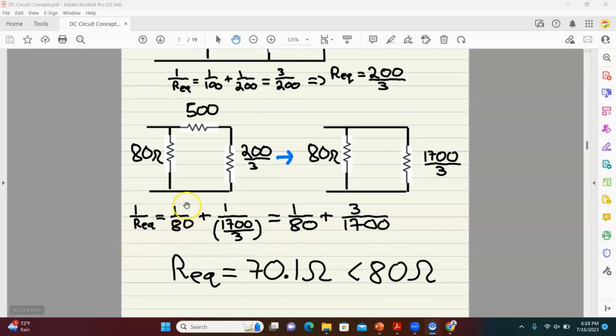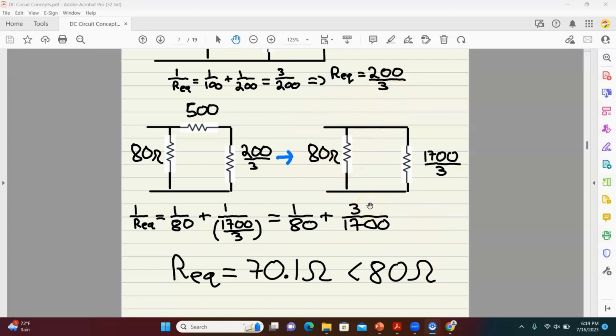1 over REQ equals 1 over 80 plus 1 over 1700 over 3. That's 1 over 80 plus 3 over 1700. And the equivalent resistance is 70.1 ohms, which is smaller than 80 ohms.